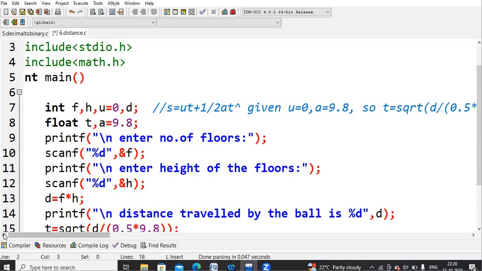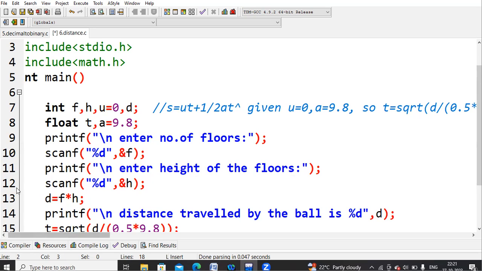We have declared a few variables: f for the number of floors, and h for the height, u = 0, which is already given, d for the distance, which we don't know, a float t, and a = 9.8, which they have already given, right? I am asking the user to enter the number of floors. In the question they specified 10, but however many floors you want, you can give those, and the height also as you wish. Whatever value you want to take, you can give here.